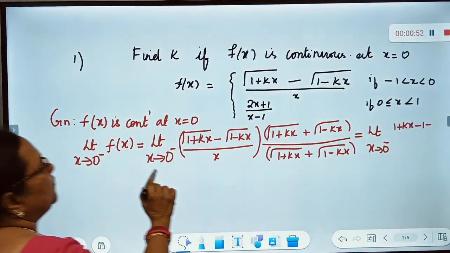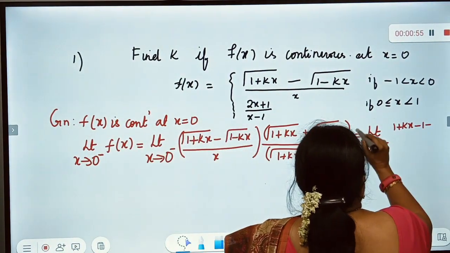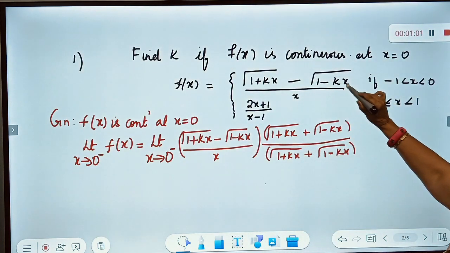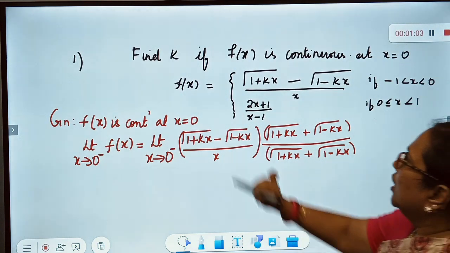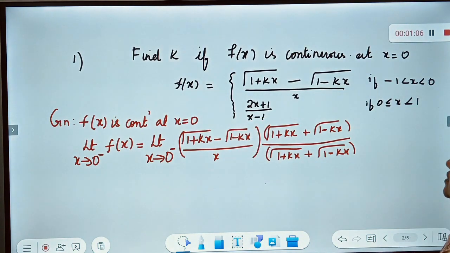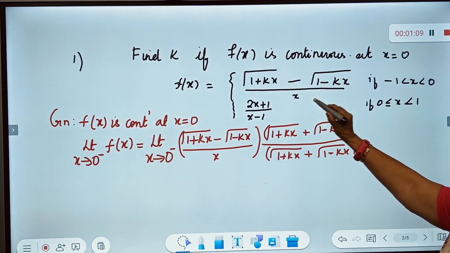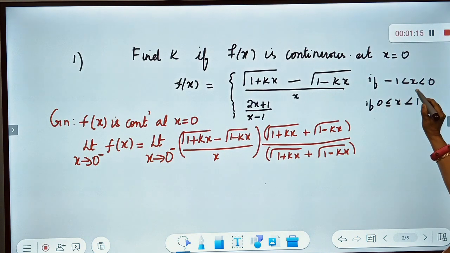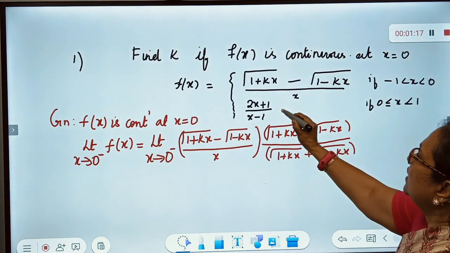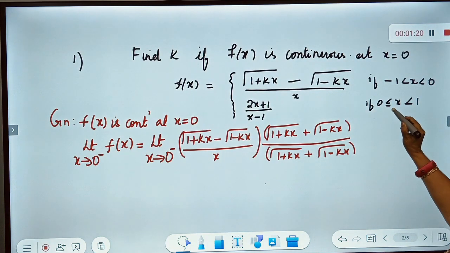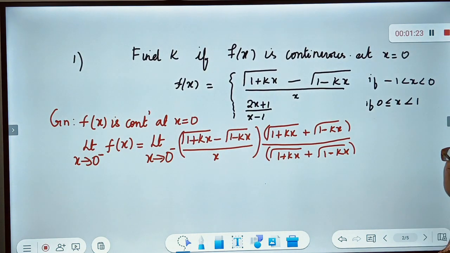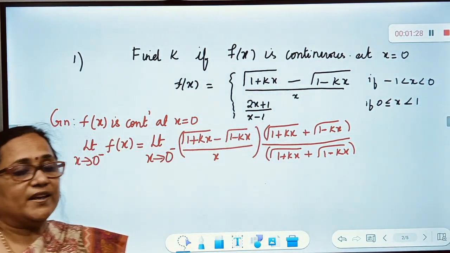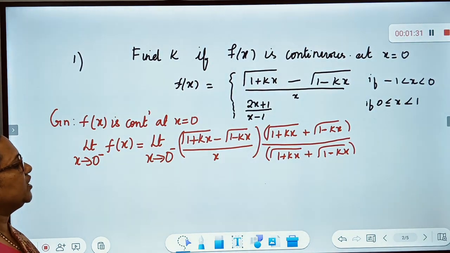Now look at this problem. Find k if f of x is continuous at x equal to 0. You are given the definition of f of x. f of x is given as root of 1 plus kx minus root of 1 minus kx by x, when minus 1 is less than x less than 0. It is given as 2x plus 1 by x minus 1 if 0 is less than or equal to x less than 1. Now the function is given to be continuous at x equal to 0 and you are asked to find the value of k. So the left hand limit is equal to right hand limit.